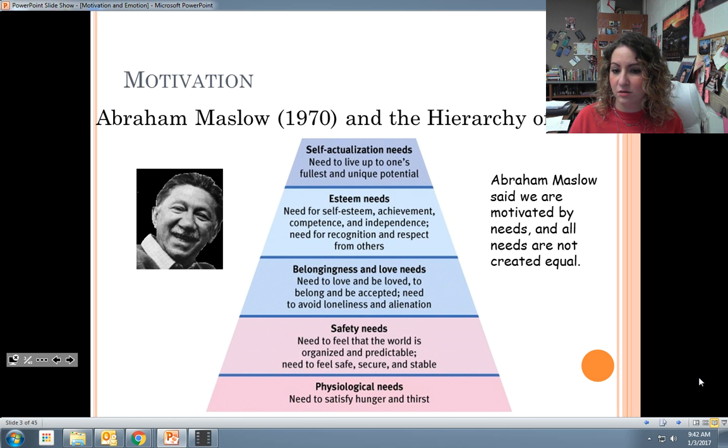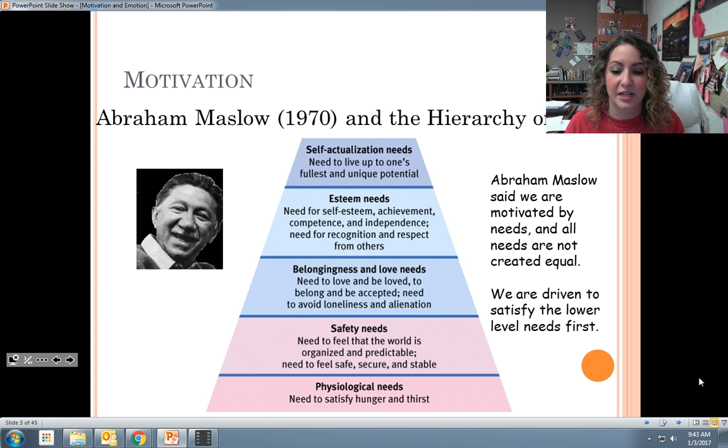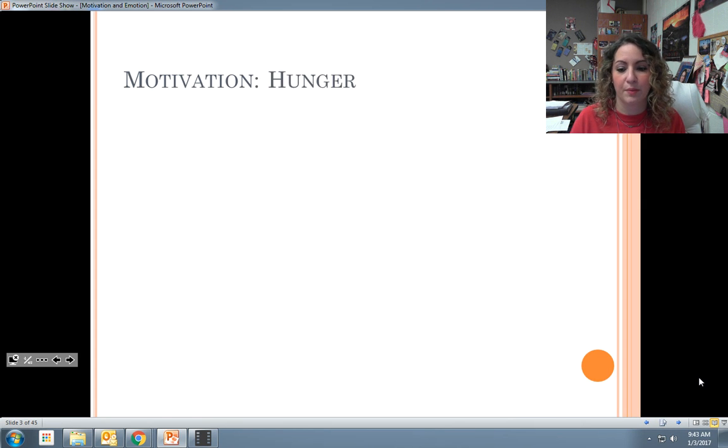So Maslow said that these needs are not created equal. We have to have physiological needs first before we have self-esteem. People that are homeless are not too worried about how they look and, oh, does so and so like me? No, because they really need to fulfill these physiological and safety needs first before they can move on to higher goals. Okay, and we are driven to satisfy the lower level needs first before we move up.